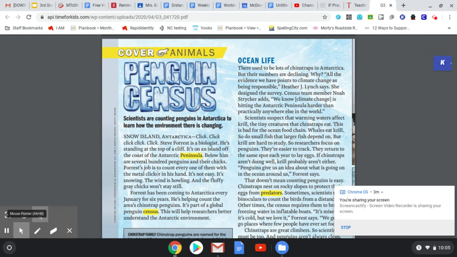Okay, so it says it's Forrest's job to count every one of them with the metal clicker in his hand. So if I pay attention to that, and then I go back up here to the top where it said click, click, click, click, click, that helps me understand what that clicking was at the beginning of the story. That was the metal clicker that the scientist Steve Forrest had in his hand, and every time he would count a penguin, he would click that little clicker. So now I can understand why they had that click, click, click at the beginning of the story.